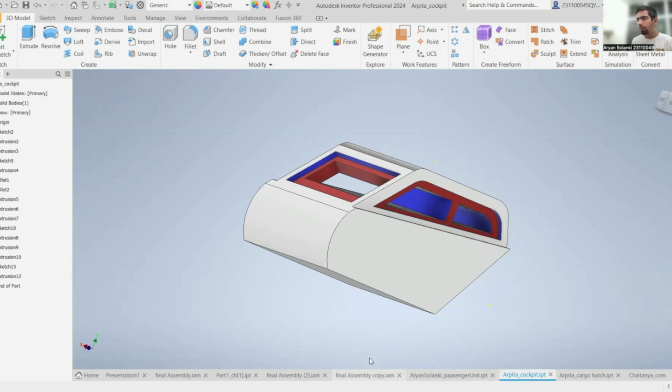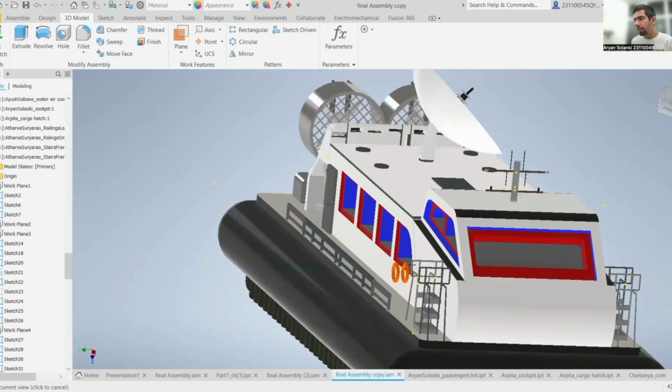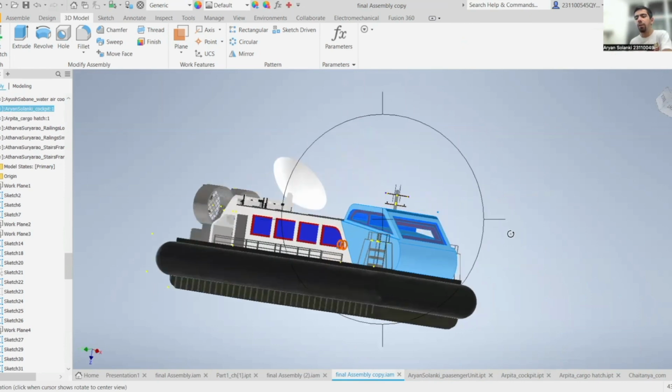And if I am to show you the final assembly, then it can also be noted that the cockpit is placed at the bow's end of a given hovercraft.